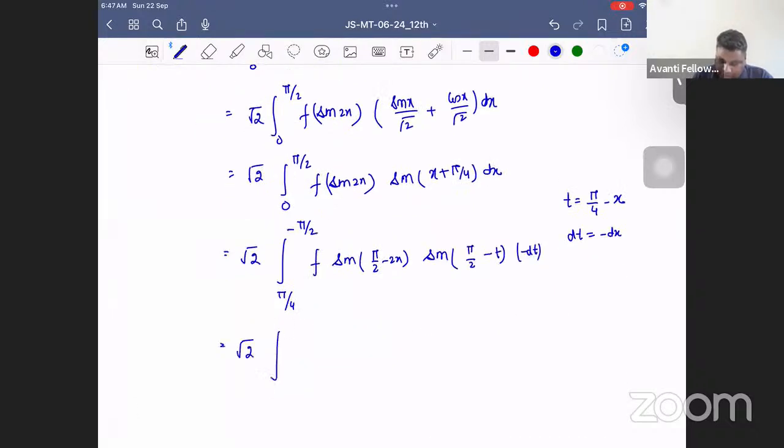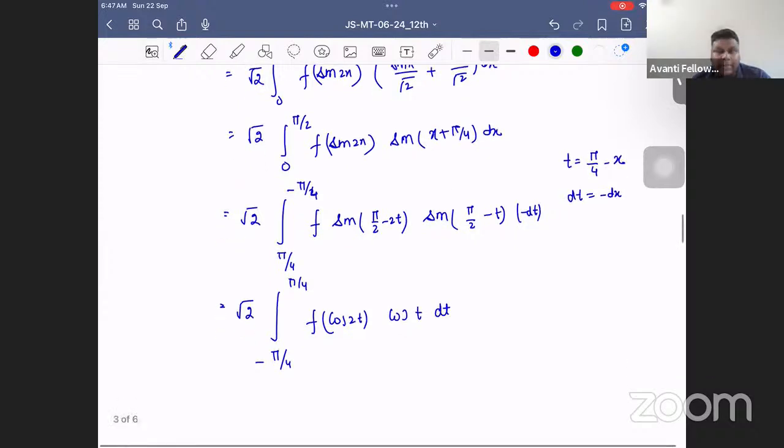So this is under root 2 times. Now with this minus sign outside, this is pi by 4. I'm changing the limits, that is minus pi by 4 to pi by 4. f of cos 2t into cos t into dt. Am I clear? f of cos 2t into cos t dt.